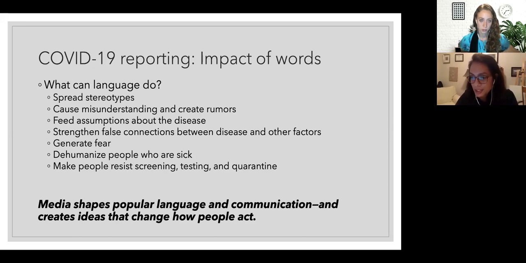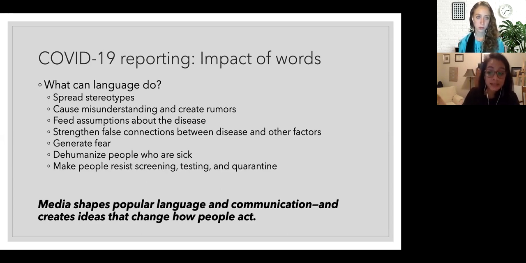And so we know that media shapes how popular language and communication is formed, and it creates the ideas that change how people act. And so words used in the media can really have a strong impact on COVID-19. Poor reporting may influence how people at risk, patients, families, and affected communities are perceived and how they're treated. But we also know that there are really good concrete examples of how media can positively use inclusive language to positively impact the response to different diseases. So HIV, TB, H1N1, and Ebola are all good examples of how the media has contributed to control over different epidemics and pandemics.